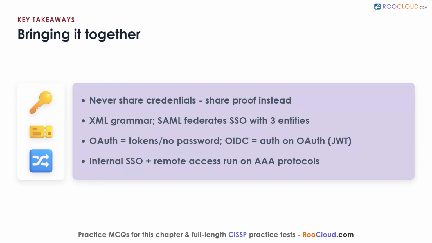The guiding rule is never to share your credentials with a third party, so these standards share proof instead. XML is the shared grammar, and SAML uses it with 3 entities to federate single sign-on across organizations. OAuth grants access with tokens and no password, while OpenID Connect layers authentication on top using a JSON web token.